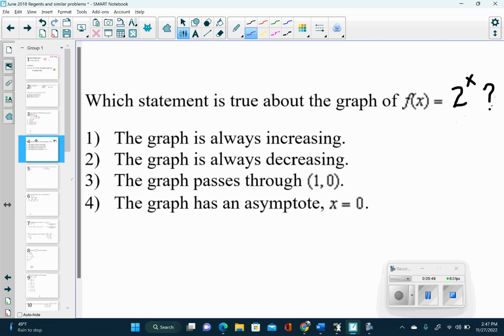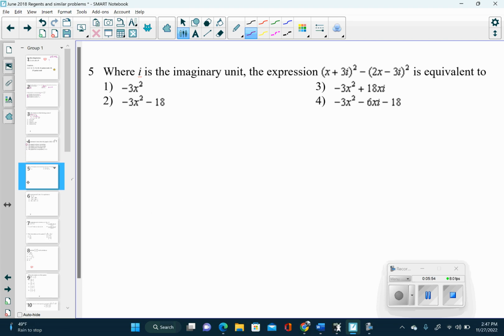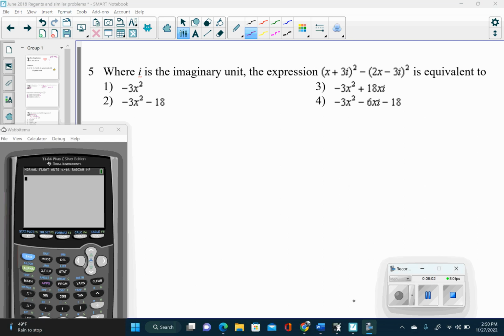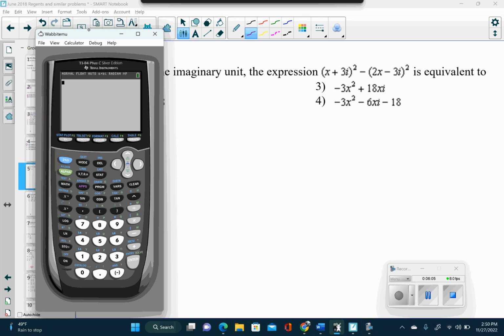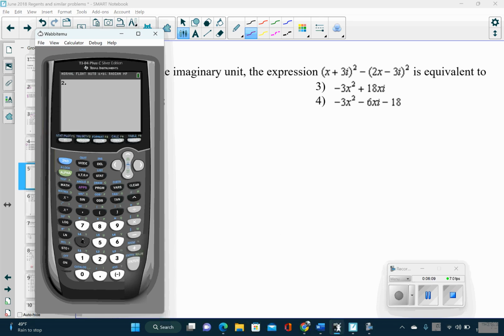And you should see the graph is always increasing, okay? All right, next question. So where i is the imaginary unit, this expression is equal to. All right, so for the next question, the easiest way to do this is to store a number. So 2.4, I'm going to store that in for x, hit enter. I'm going to plug in my original, parentheses x plus 3i, second decimal point. We're going to close that, we're going to square it.